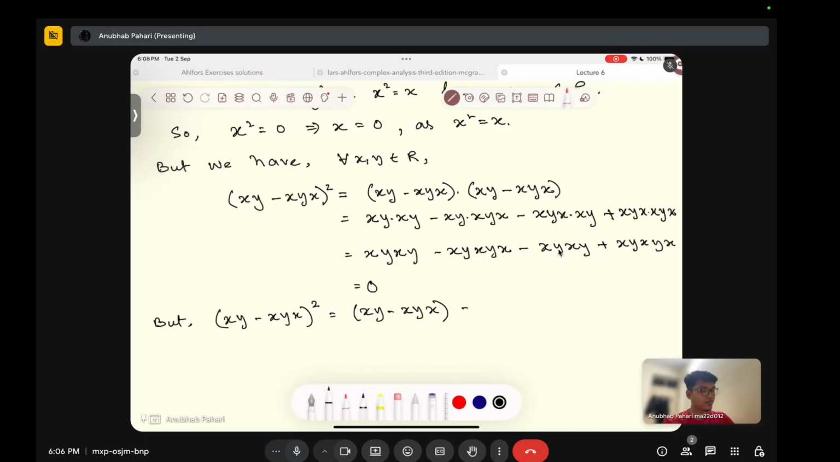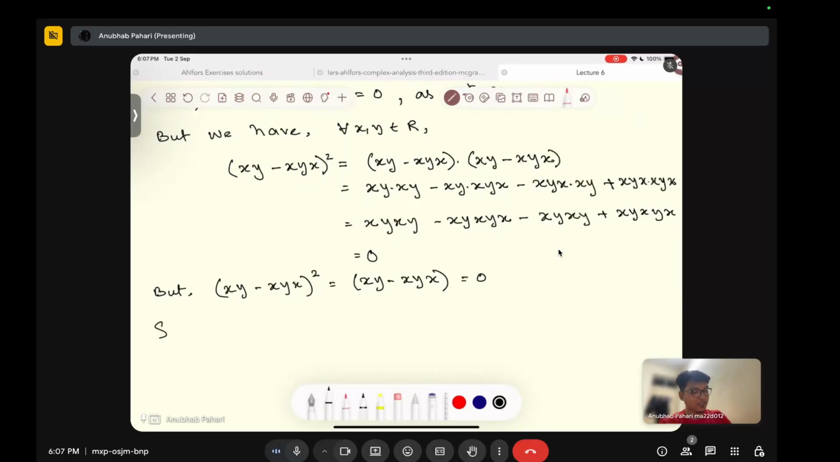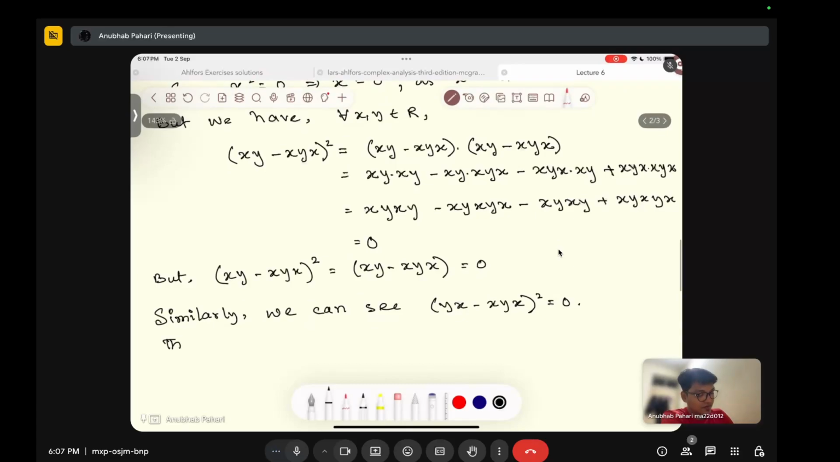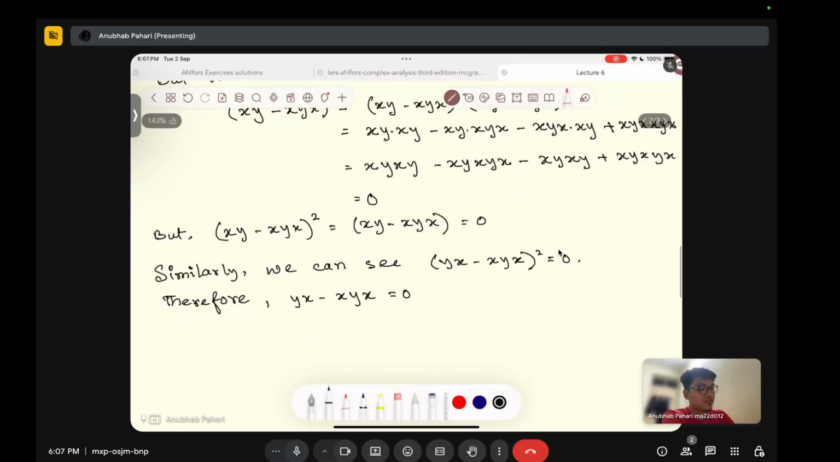So from the previous proof we have this, and similarly we can see (yx minus xyx) whole square equals to 0. Therefore yx minus xyx equals to 0.